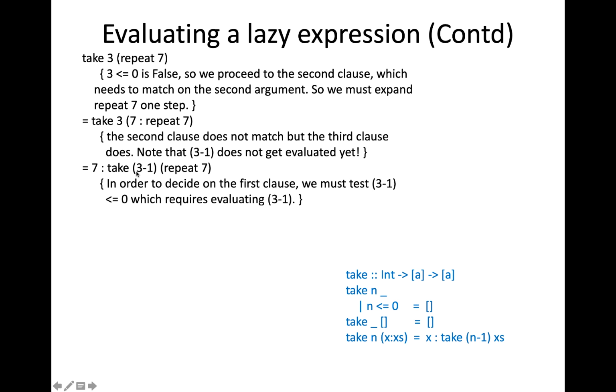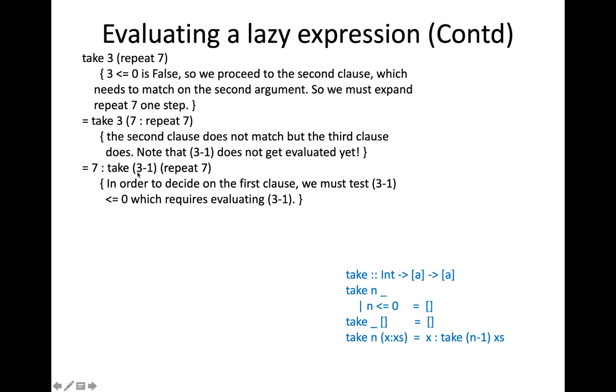So 7 is out, take 3 minus 1 repeat 7, and mind that even this operation 3 minus 1 will not complete unless Haskell is forced to do that. That is the idea of lazy processing. Now we here again have a take call, right? So again we are trying to match which case of take is applicable, and that means we first need to understand what is n. This is 3 minus 1, so that computation has to happen now, otherwise we cannot infer whether case 1 matches.